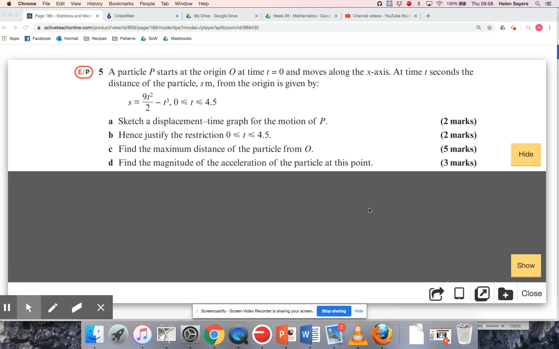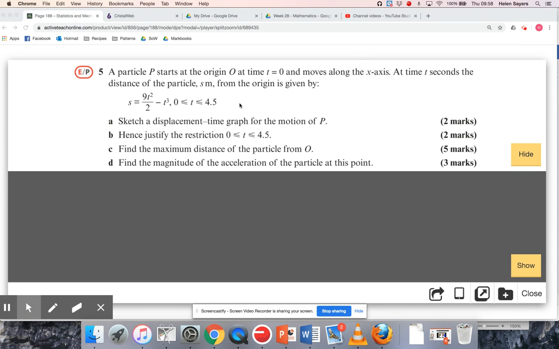Okay, we're looking at exercise 11C from the first year mechanics textbook. We're on question 5. So we've got a particle and we're given its distance in terms of time. First thing we're asked to do is to sketch a displacement time graph. And we're told that t is only from 0 to 4.5.